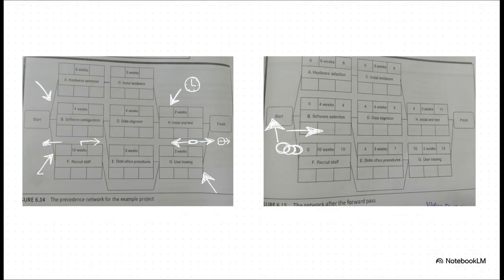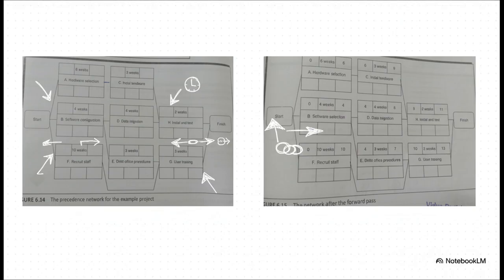We always start a project at day 0, right? So look at the top path. Task A takes 6 weeks. Simple enough? So its earliest finish is week 6. That means task C, which can't start till A is done, has an earliest start of week 6. Make sense? Now look at the bottom. Task F takes 10 weeks. Its earliest finish is week 10.